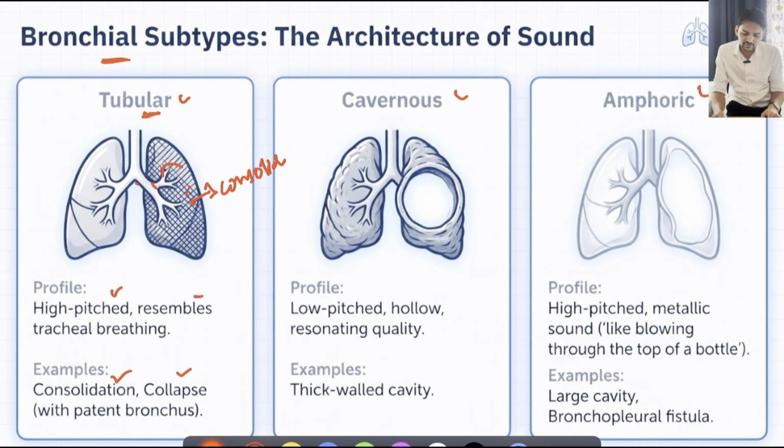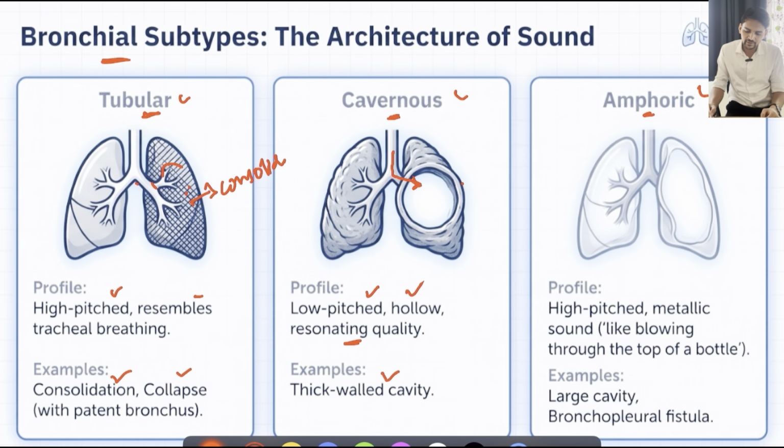The other variant of bronchial breath sound is called cavernous. Here again the vesicle part is facing some issue. So what has happened there? There is a cavity and it is a thick walled cavity. So whatever the sound is producing and traveling here is getting resonated. So it will be hollow and low pitched because of the resonation of the sound, leading to cavernous, a type of hollow high intensity breath sounds.